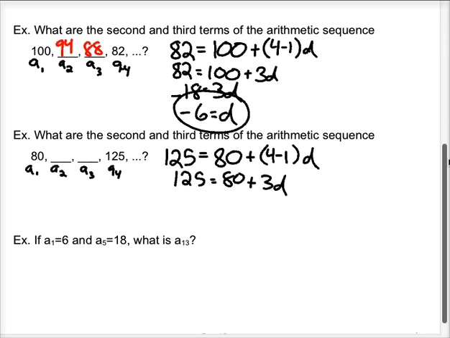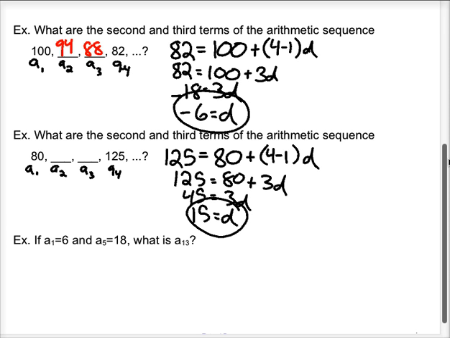So we end up with a linear equation again. And how do we solve linear equations? Well, we subtract off that 80. So we get 45 equals 3D. Divide both sides by 3. And we get that that common difference is 15.